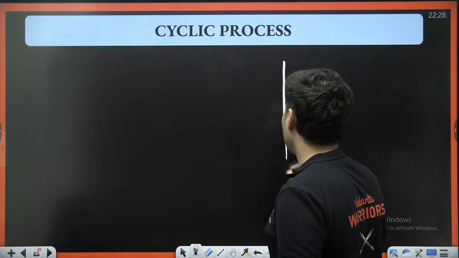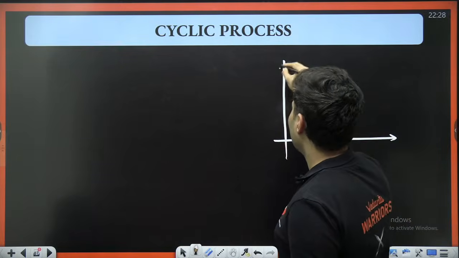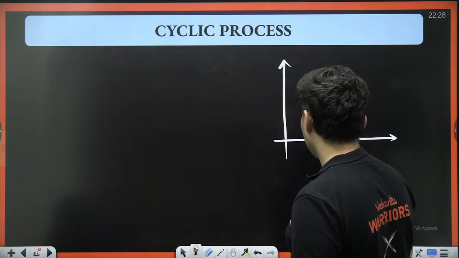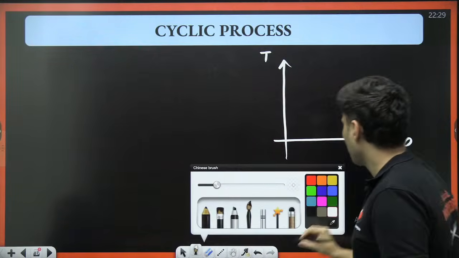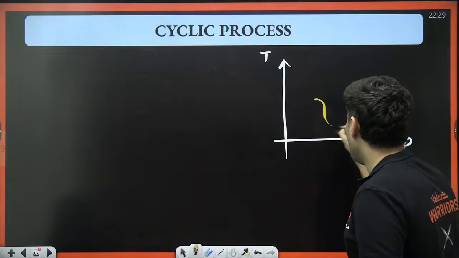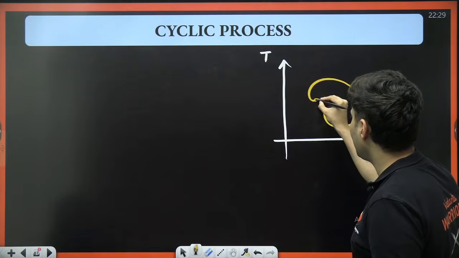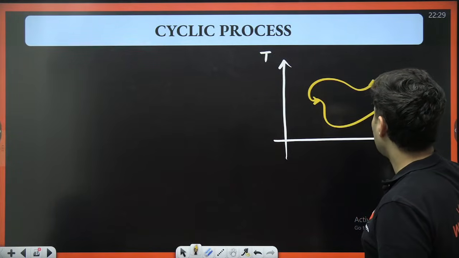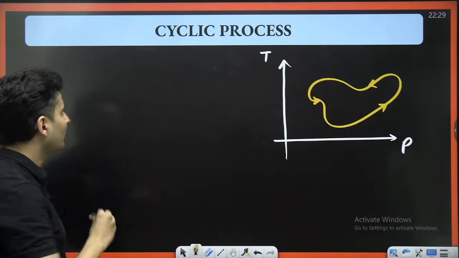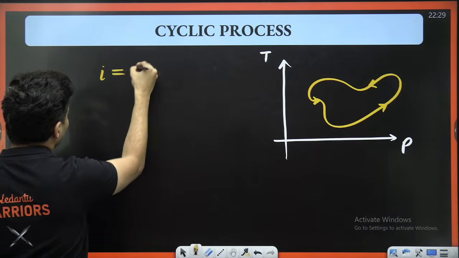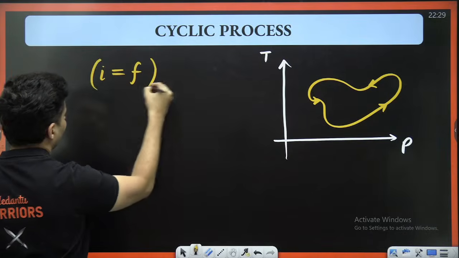So what is this cyclic process? The meaning is that you come back to the same point. It could be any graph, temperature versus pressure graph also, okay? But as long as you come back to the same state, that is called a cyclic process. So the initial state is equal to the final state.